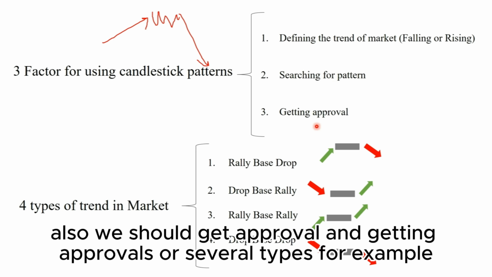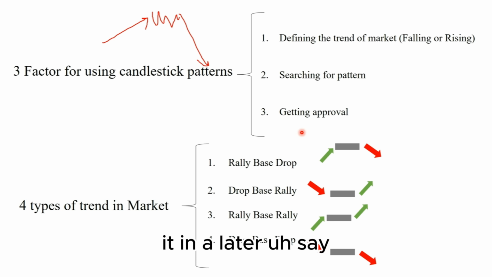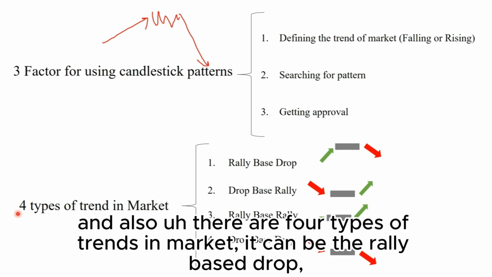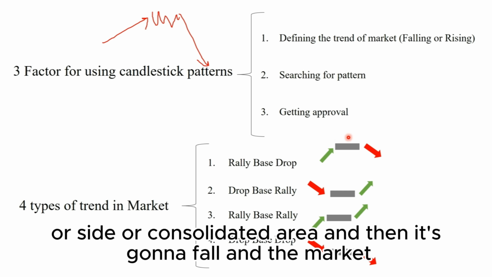And also we should get approval, and there are several types of approvals. For example, there is volume approval, which is so important, and I'm going to talk about it in later sessions. And also there are four types of trends in the market. It can be the rally based drop. It means that, for example, the market is at first in an uptrend, and then there is a range or consolidated area, and then it's going to fall and the market is in a downtrend.